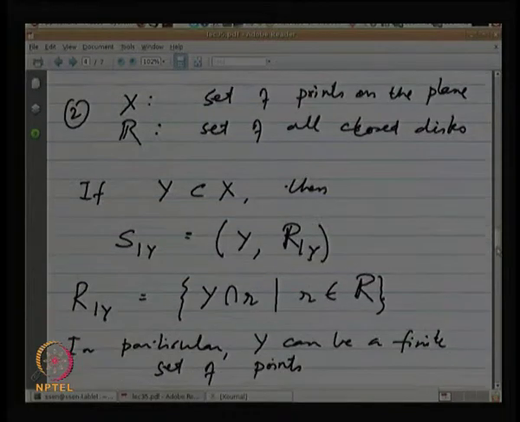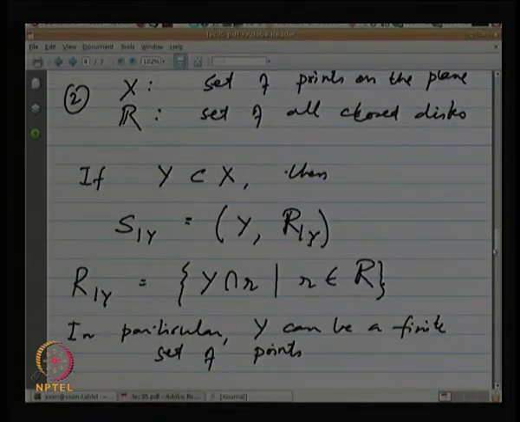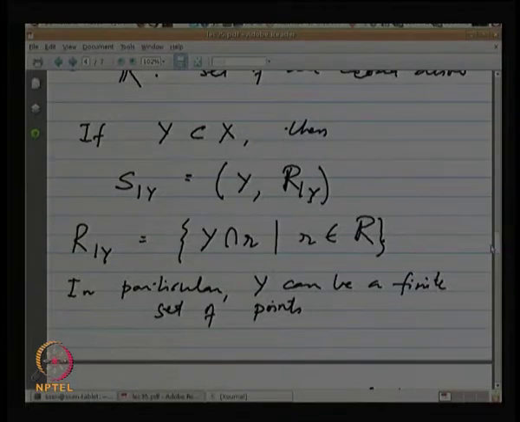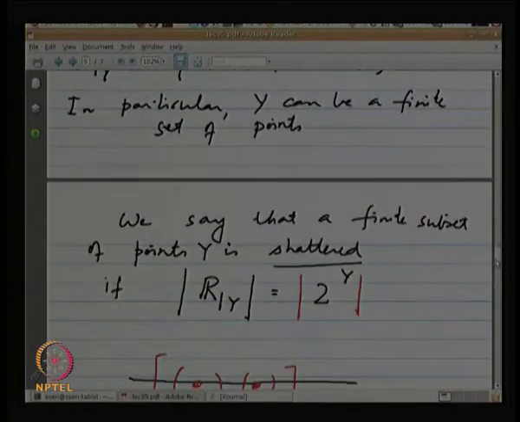So, this helps us take care of the situation where Y is finite, as in the original definition of range space X may not be finite. So, if Y is finite, then everything becomes finite, right. Then you have the set of points to be finite, and also you have a finite number of ranges.